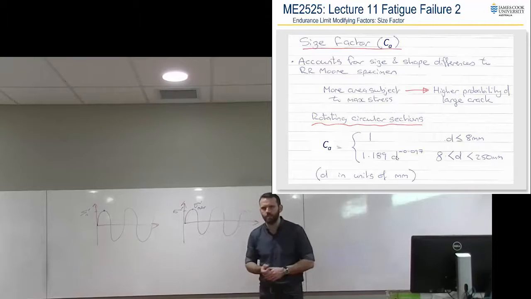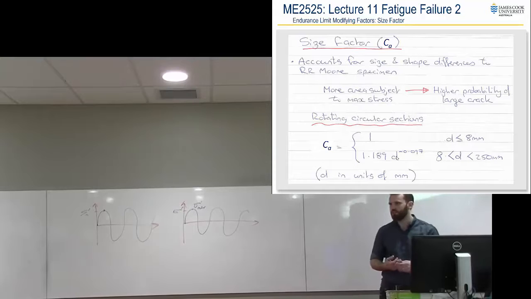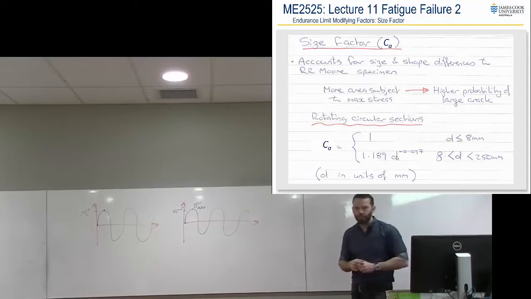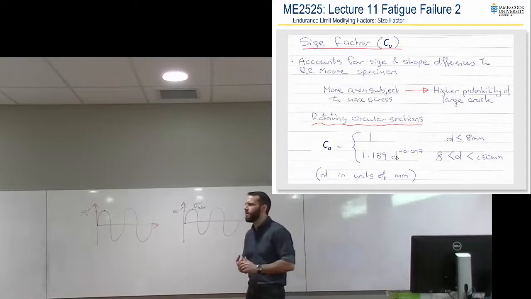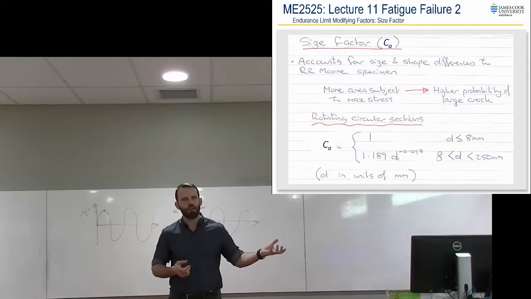0.097. The number of times I see 0.97 or positive 0.097 or someone using meters rather than millimeters or whatever. This equation, pay attention to it, make sure you got the right signs and decimal points and all the rest of it. That will give you your CA for a rotating circular section. Remember our RR Moore test is a rotating circular section.